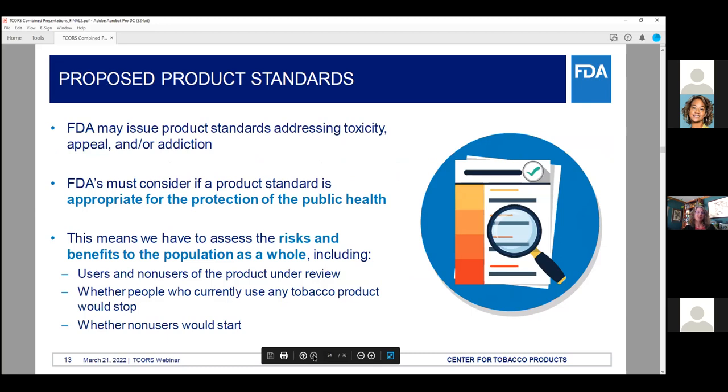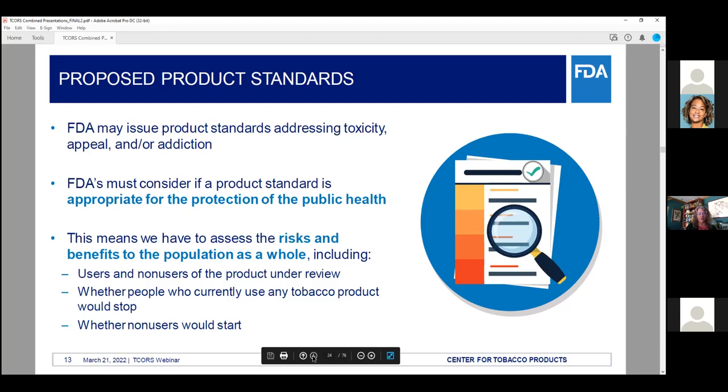So when we think about developing a product standard, FDA must consider if the product standard is appropriate for the protection of public health. And you'll hear that phrase used frequently. I'm going to spend some time to talk about it here under product standards, but please note that as we walk through other regulatory activities for the Center for Tobacco Products, it really is underlying all of these activities.